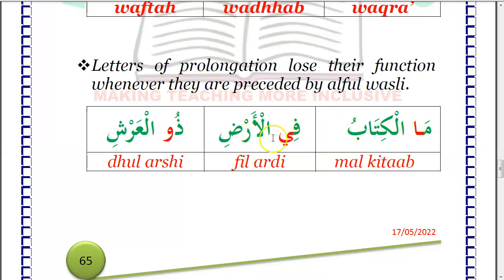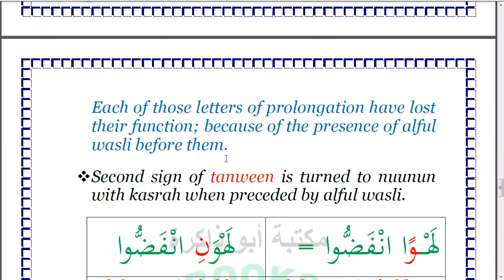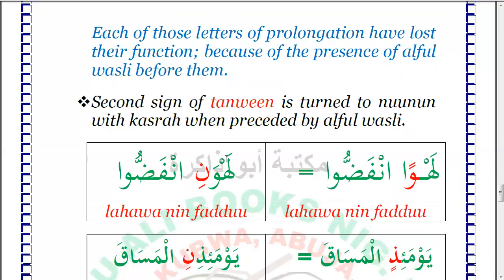Here as fil ardi. Fil, no longer feel. No, that is wrong. This alif al-wasl has rendered the yaw maddi ineffective and passive. Fil ardi. Here as dhul arshi. This waw is no longer effective because of alif al-wasl. I hope you understand. MashaAllah. So each of those letters of prolongation have lost their function because of the presence of alif al-wasl after them.